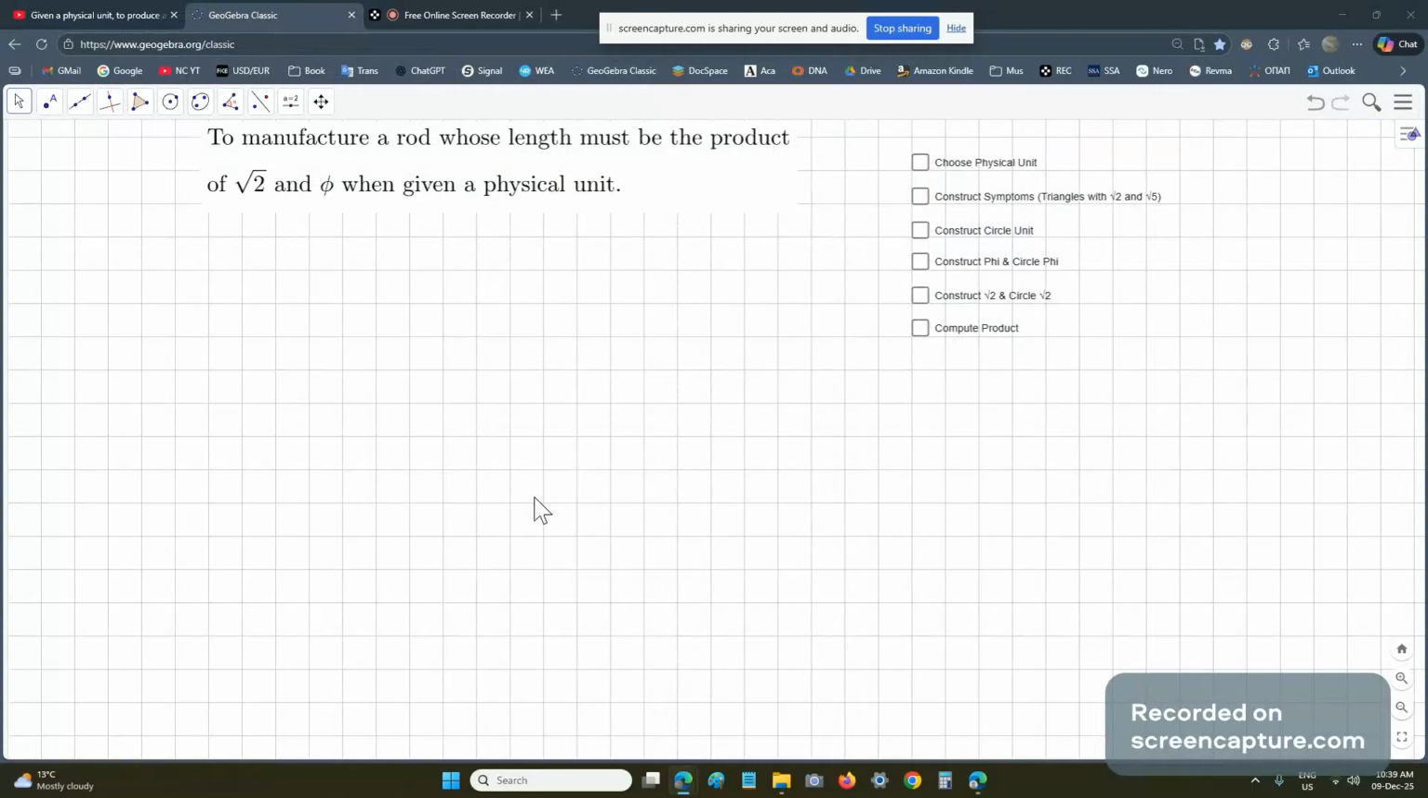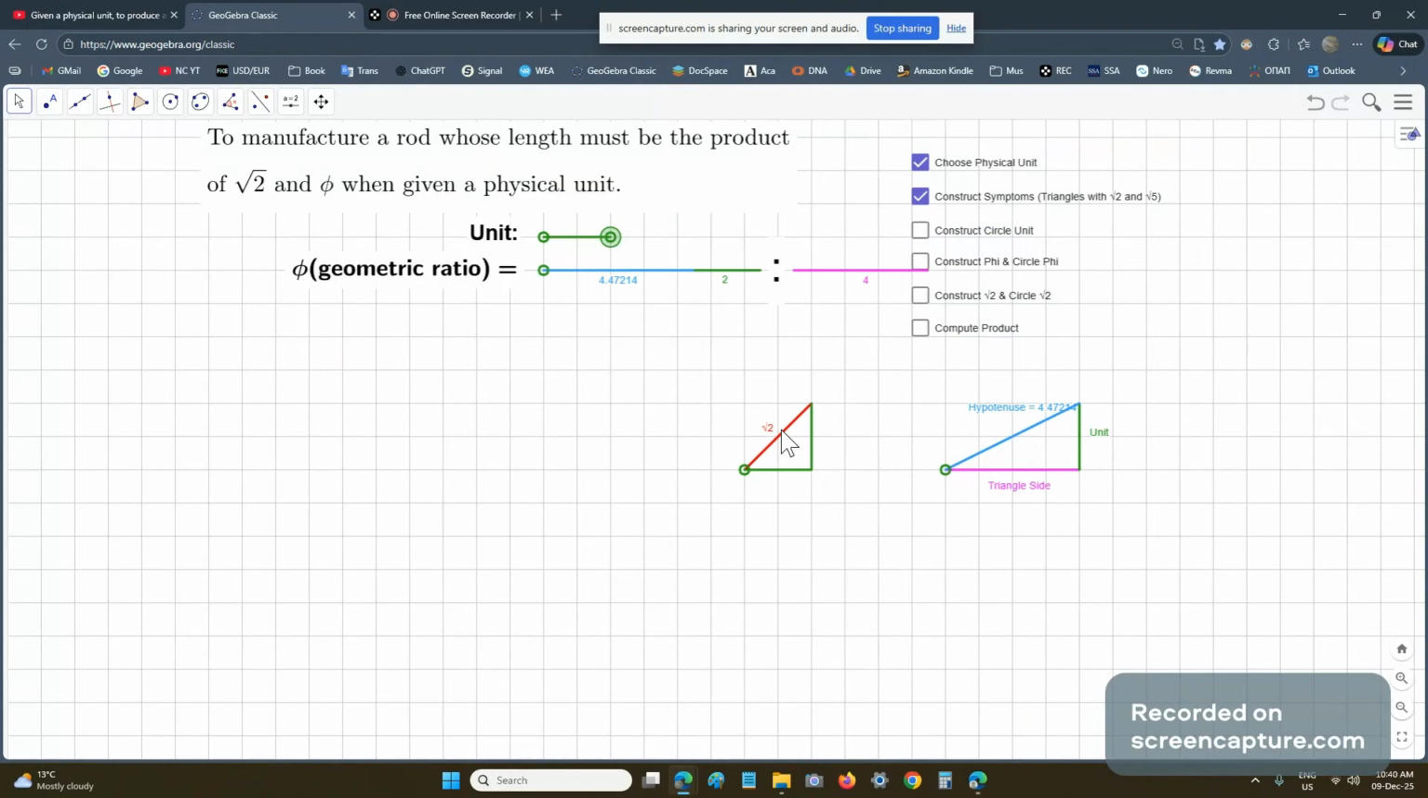So the first step, my friends, is to choose a unit, and it doesn't matter what unit you choose. It can be any unit you like. Let's just stick with one for the time being. Then you need to construct the triangles from which you realize square root 2 and square root 5. And it doesn't matter how big the unit is, these are always square root 2 and square root 5.